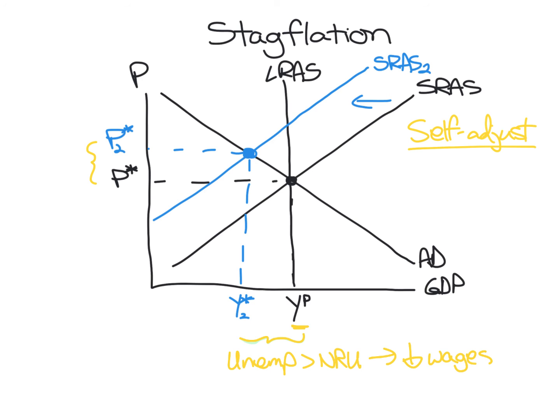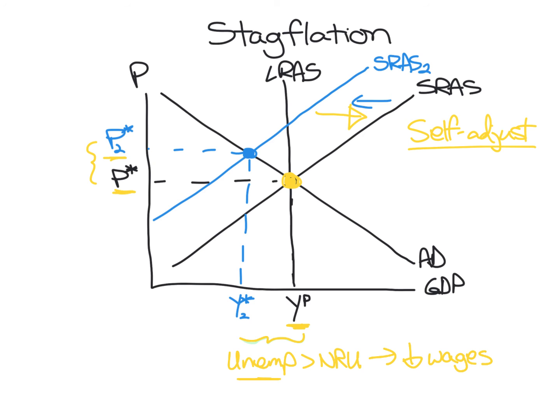And that in and of itself would create a positive supply shock, right? Bringing the supply curve back to where it originally was. And therefore, we would end up exactly back at potential GDP and the price level we began at. And so we would have no more of this high unemployment problem, and we wouldn't have this inflation problem either.